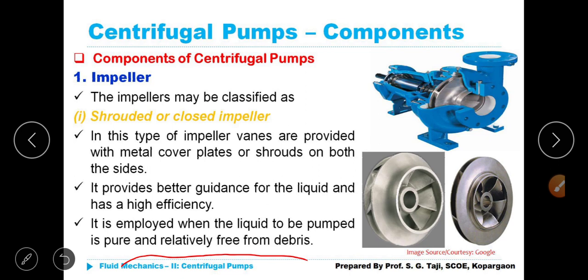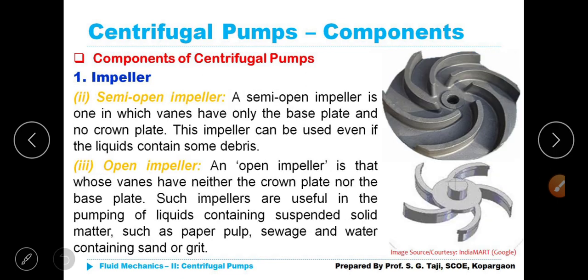From the sump, if any dust particle is mixed with water, it will be filtered off and the pure water will be lifted. Once it passes through the foot valve, it will not move in the backward direction. That's why it is known as a non-returning valve. Semi-open type can be used even if the liquids contain some debris, not more, some debris. An open impeller is one whose vanes have neither the crown plate nor the base plate. Such impellers are useful in pumping liquids containing suspended solid matter.